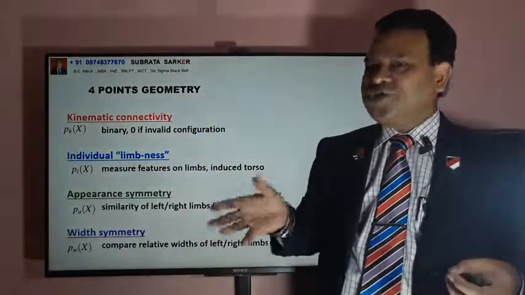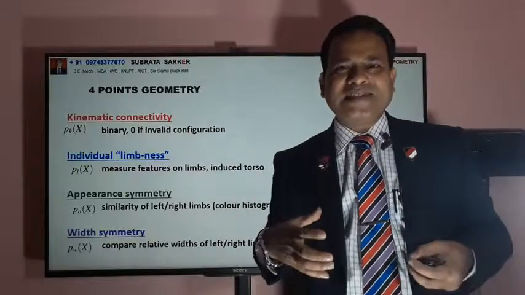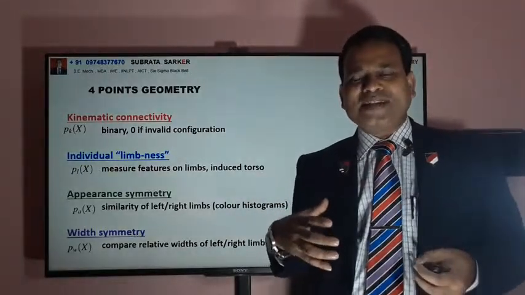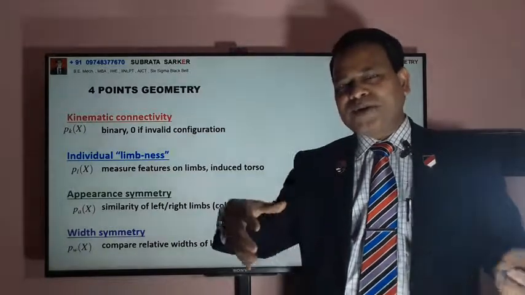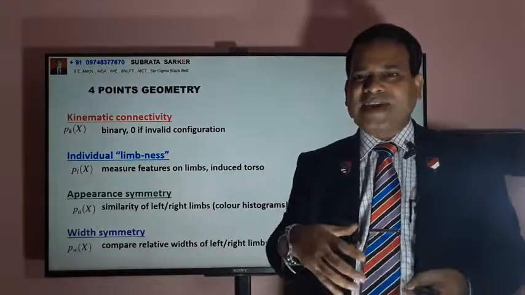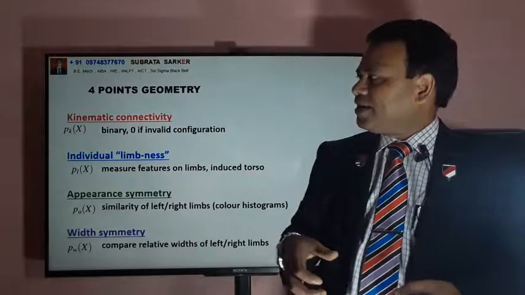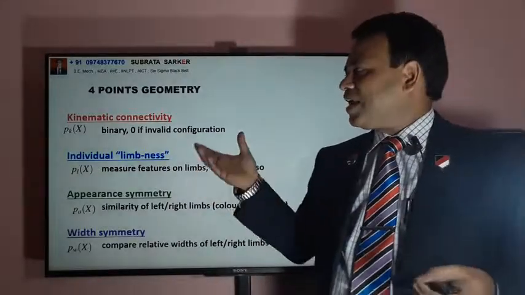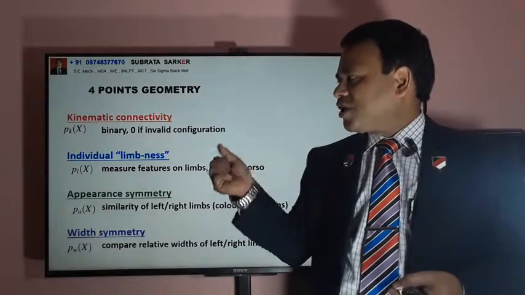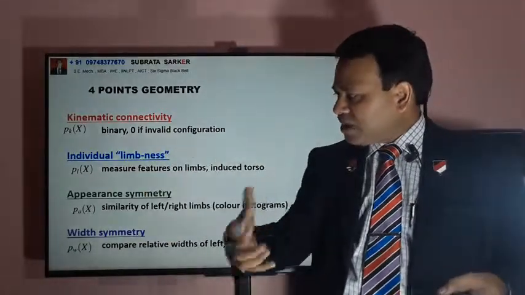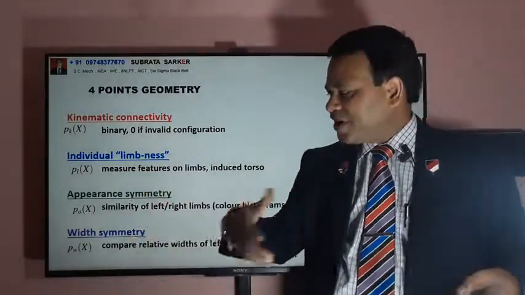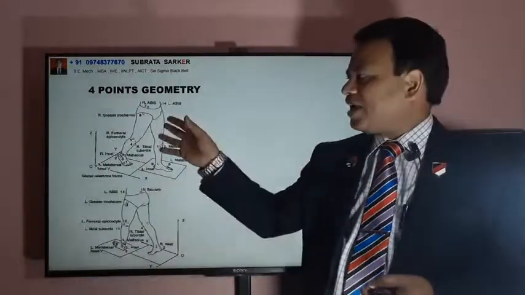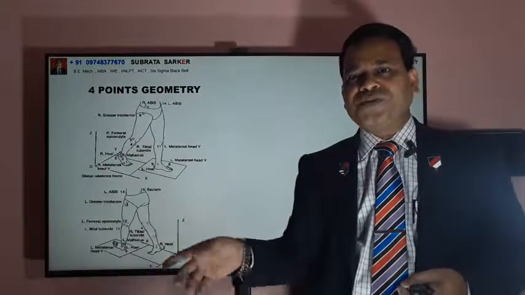There is 4-point geometry, and anthropometry is a subject very similar to physics. It is not a very simple subject. What I mean to say is that the subject comes under science, and a lot of calculations are there. There is a 4-point geometric measurement in anthropometry called kinematic connectivity. One is called individual limbness, and it is called the appearance symmetry. One is called the width symmetry. So these are a lot of calculations that you can see here in this picture.